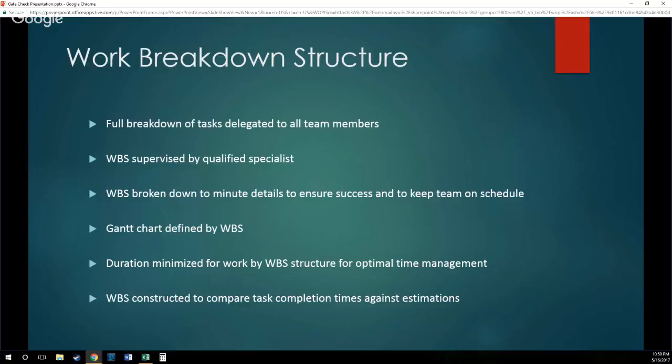The Gantt chart was defined by the WBS, the work breakdown structure, which allows the team to be able to stick to the plan that was initially conceived by the group. The duration will be minimized for all work tasks by the WBS structure for optimal time management. The work breakdown structure is constructed to compare the task completion times against the estimations, which will allow the team to be able to stay more on task and keep on the schedule planned.